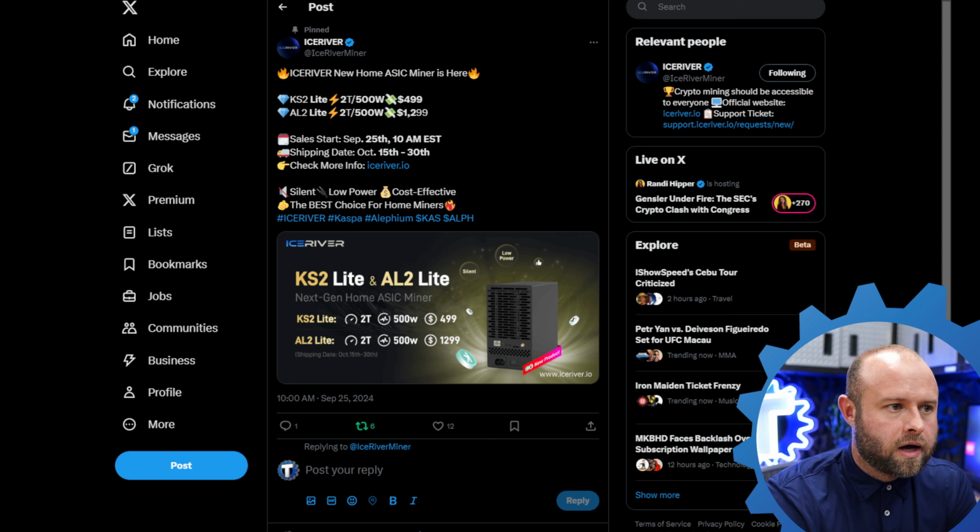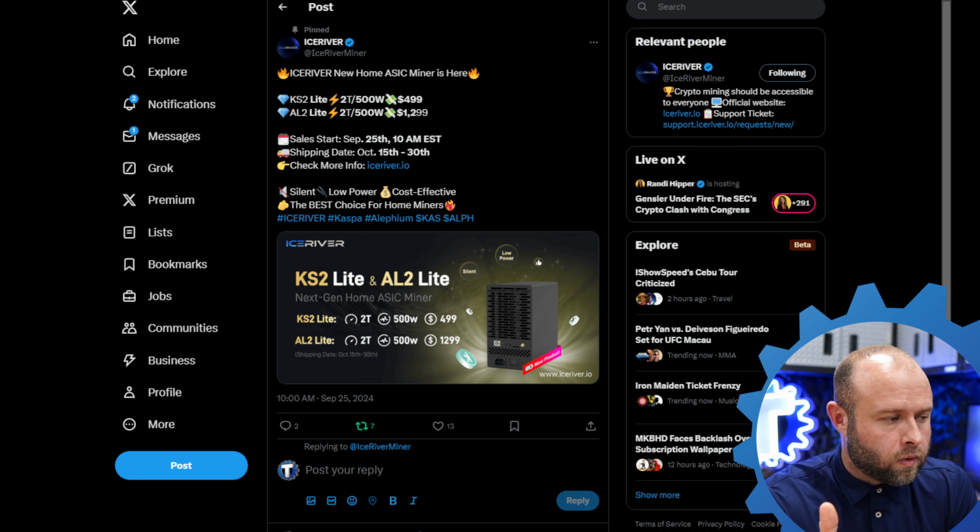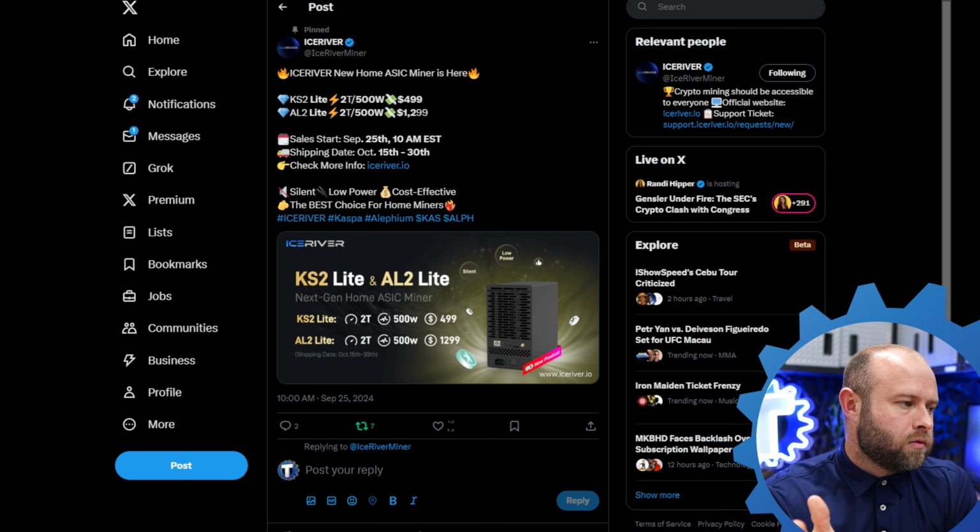The KS2 Lite, 2 terahash at 500 watts for $500. And the AL2 Lite, 2 terahash at 500 watts, $1,299. Silent, low power, cost effective. The best choice for home miners. So obviously, if we're going to compare apples to kumquats here, the KS2 Lite as compared to the Iceriver KS2, getting the same hash rate, but less than half the total power consumption, because the Iceriver KS2 comes in at 2 terahash at 1200 watts, the KS2 Lite 500 watts, so significant efficiency increase.